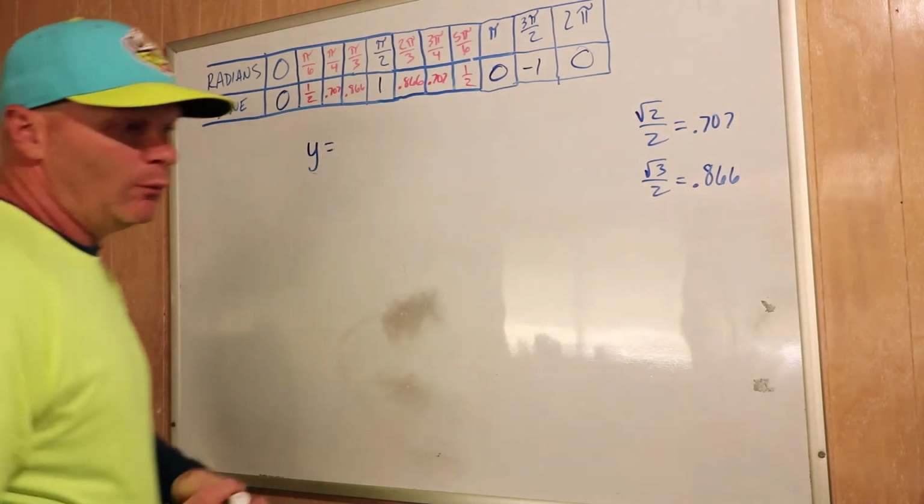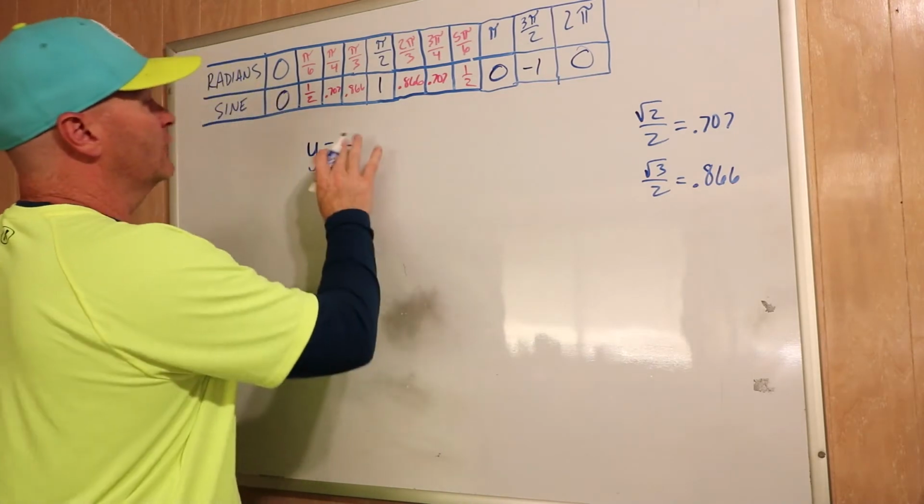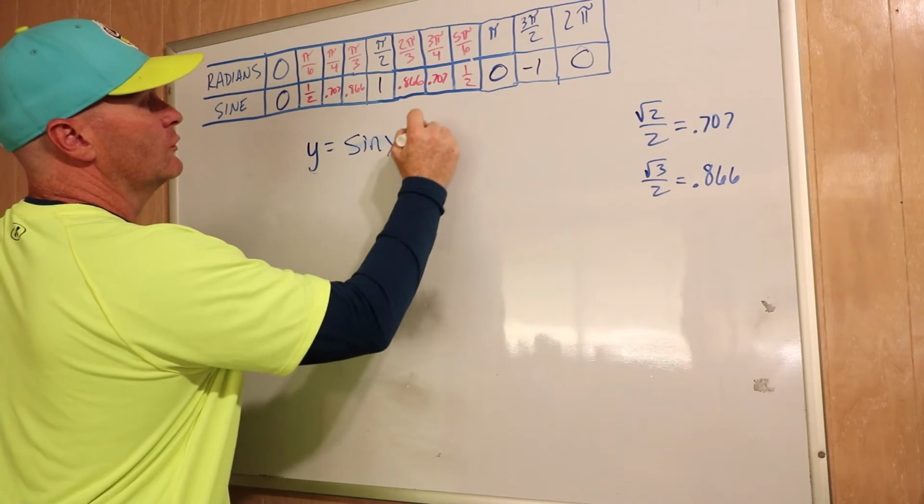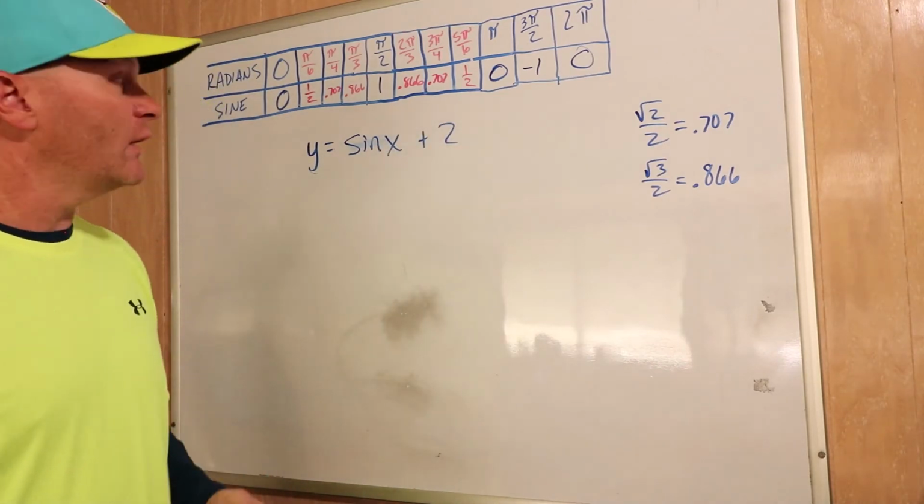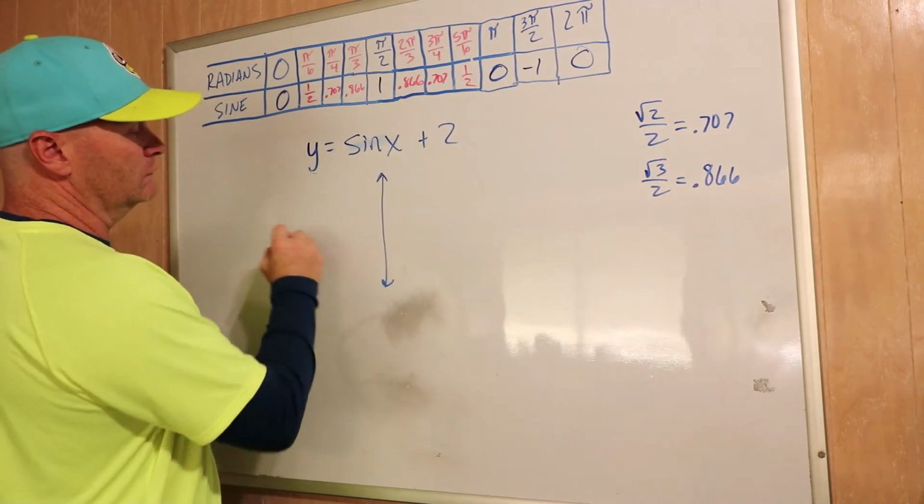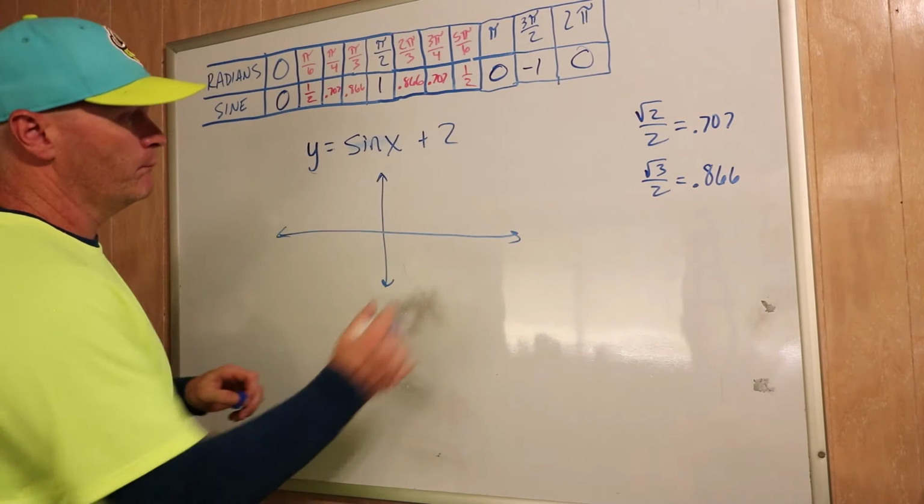Let's try a couple more. How about this one? Negative, no, actually, sorry. Let's try this one. Sine of x plus 2. What kind of a transformation is it if we add a number at the end? That's a vertical shift, right?